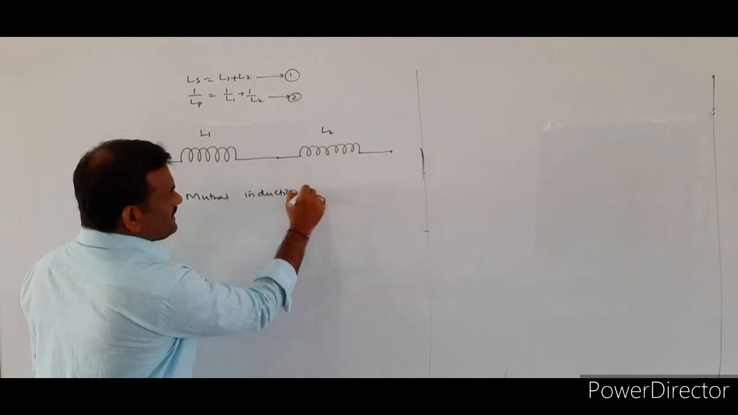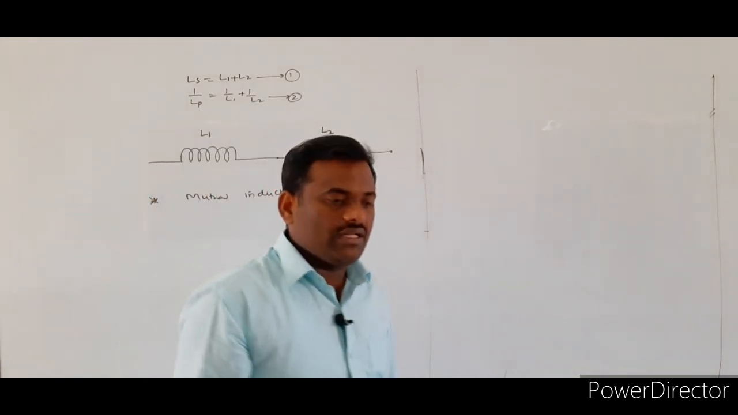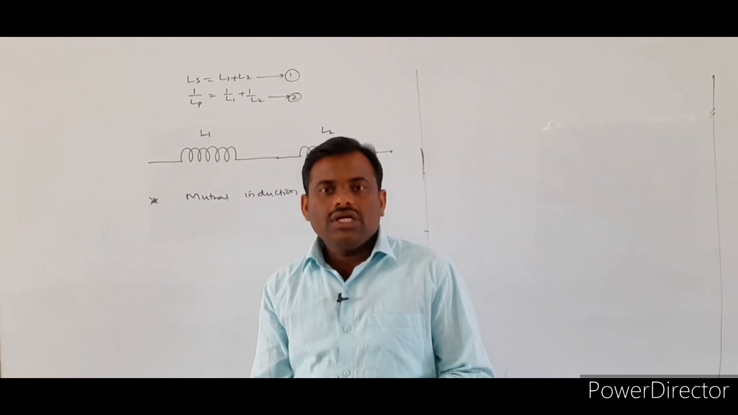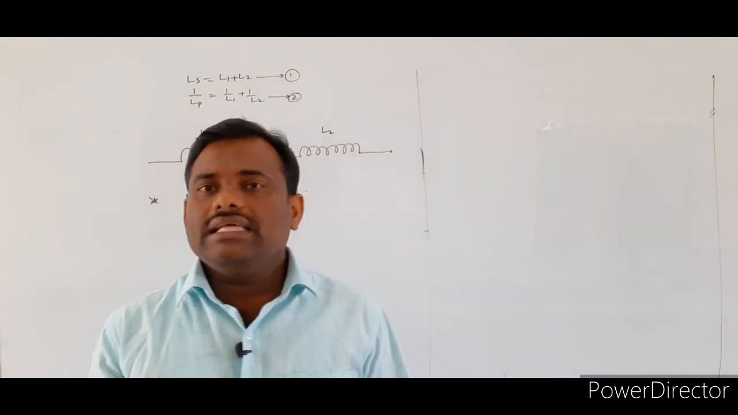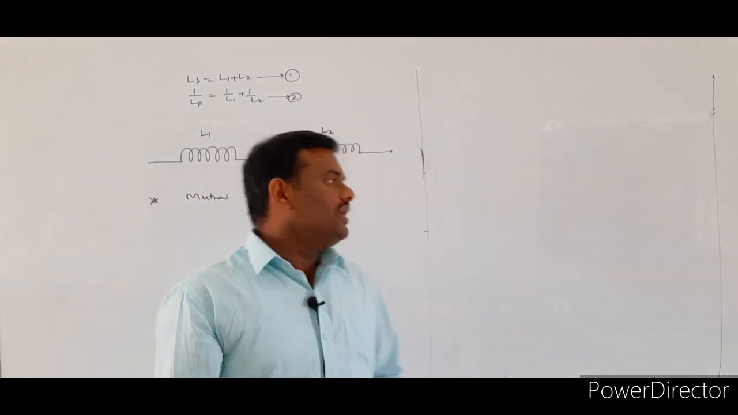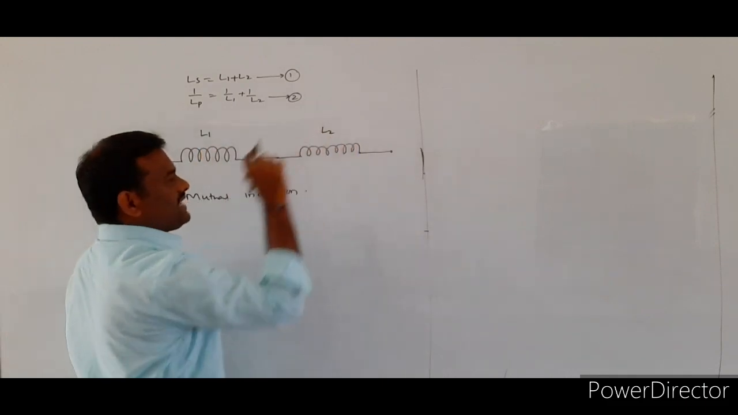So already we discussed the concept of mutual induction. What is the concept of mutual induction? Whenever two coils are placed nearer to each other, due to the change in the magnetic flux which is produced by the first coil, there will be induced EMF produced in the secondary coil. So similarly, I am assuming that this is the first coil, this is the second coil.